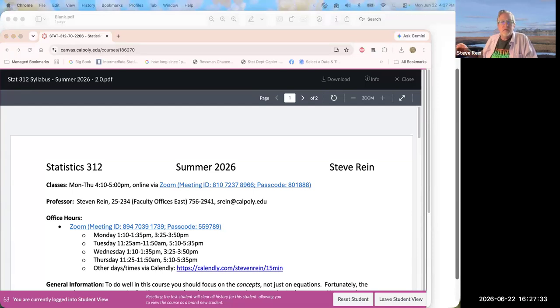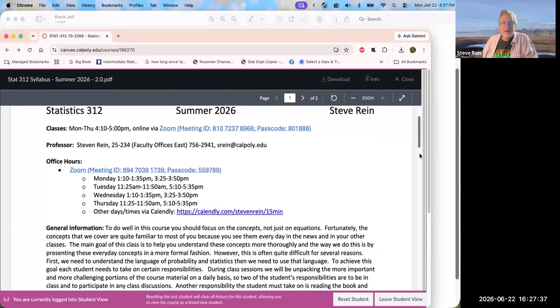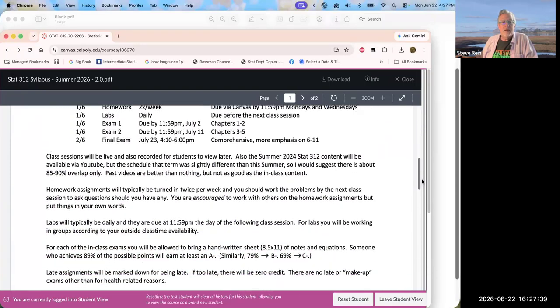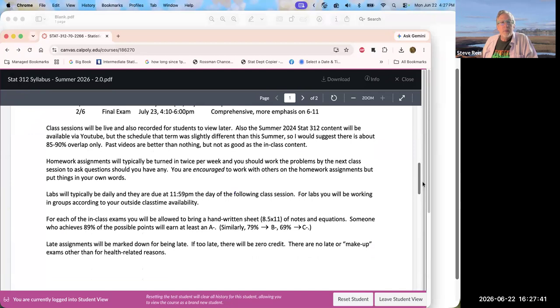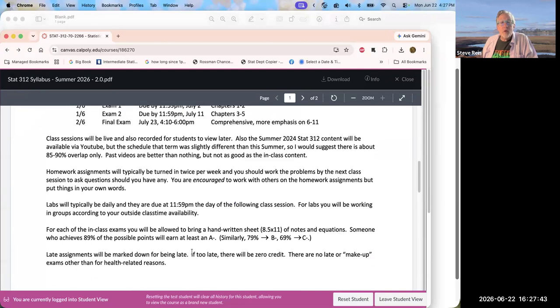I do think somewhere on the syllabus it says if you turn it in late, it's a definite reduction. But oh, it says if it's too late, there will be no credit. If it's marked down for being late, don't be surprised.